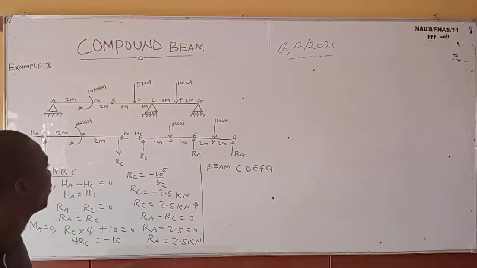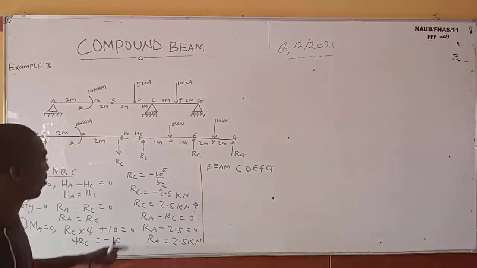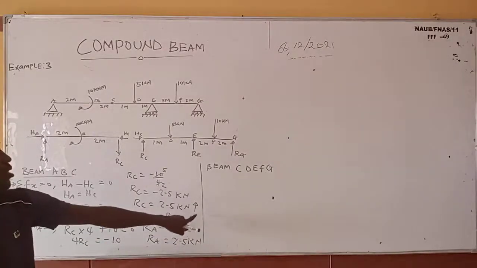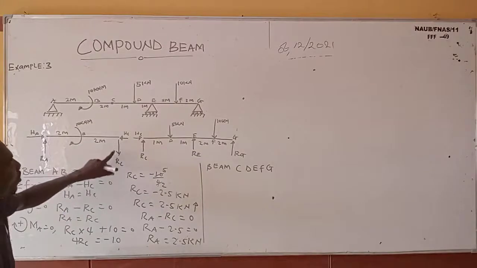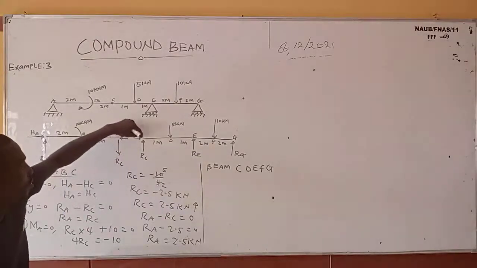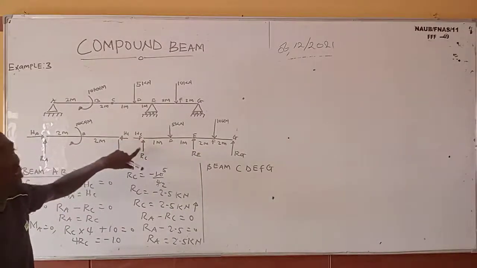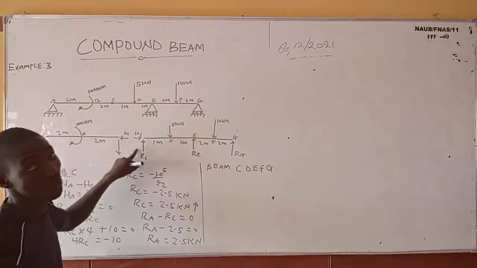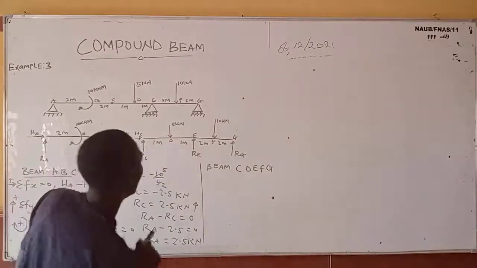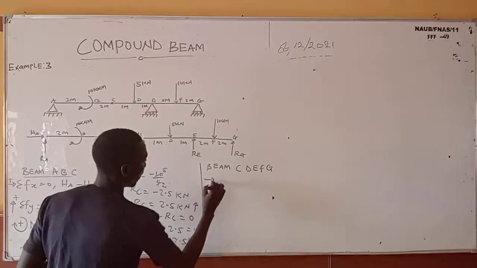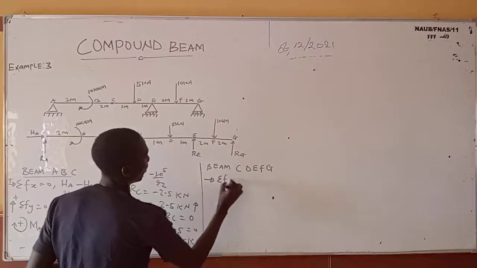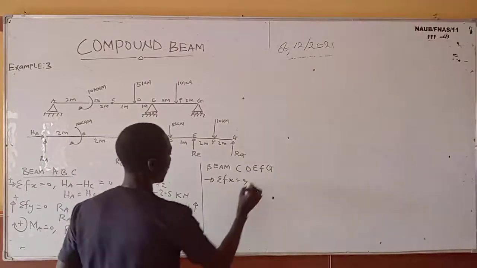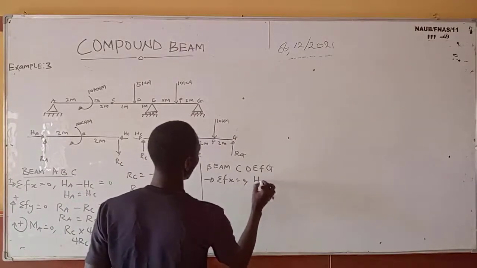Okay, now don't forget that our RC here is assumed to be upward. So if this one is taken as upward, it means this one should be downward, not upward. Do you get that? So now, what is here is a downward force, right? So the first thing we are going to do is to take our summation of horizontal force. Do we have any horizontal force here? Yes, HC, which is equal to 0.